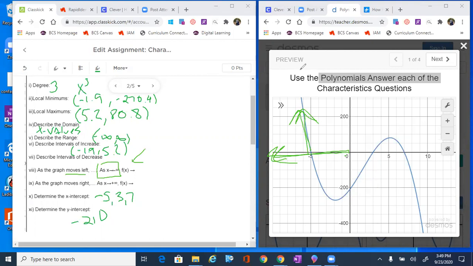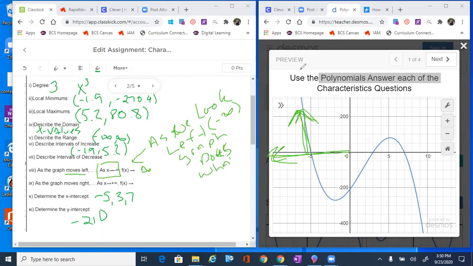And then what we do is we say, well, since it's going up to infinity. So as x, as we look left towards negative infinity, what happens to the graph? Graph goes up. It's supposed to be an E. Okay, in this case, it goes up. Okay, so what we're going to do now is it increases.